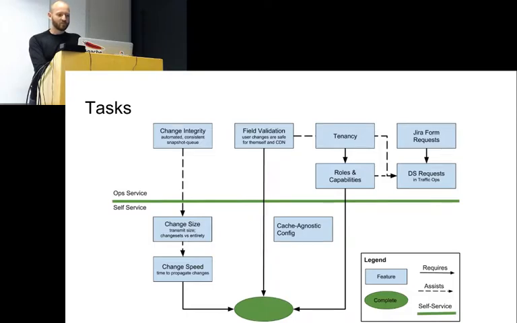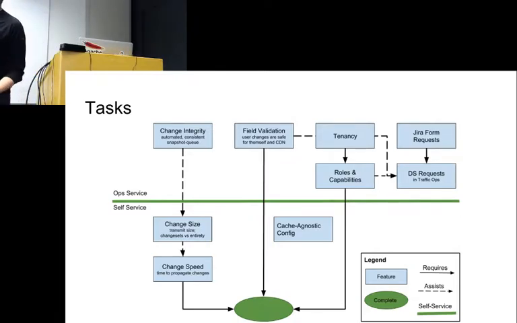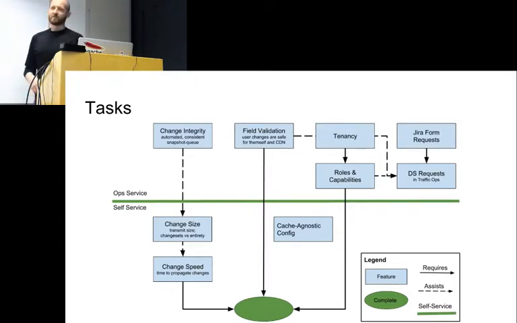So again, what I'm going to be talking about is that change integrity, that upper left corner. I think it's probably the algorithmically hard problem that we have, to be able to safely do that snapshotting queue.